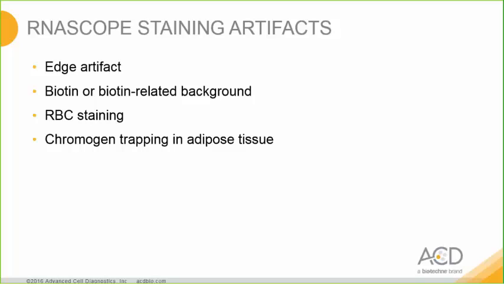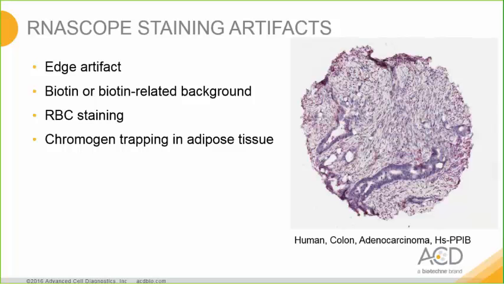While RNAscope is a powerful tool, there are occasions when you may be faced with some artifactual staining that you may wonder about how to deal with and/or what it means. As with IHC, there may be an edge artifact where there may be more signal at the edge of the tissue. Slightly seen here, the edges of this core tissue. Focus should be placed on scoring tissue slightly away from the edge if this edge artifact is seen.